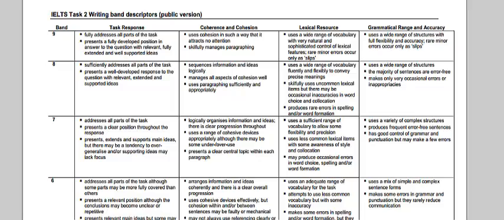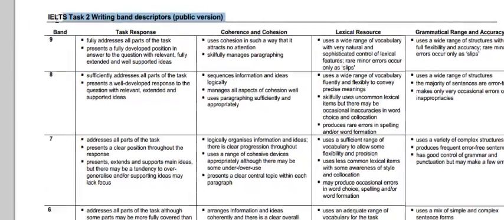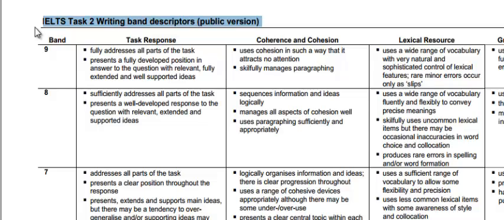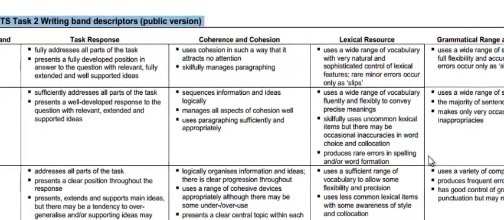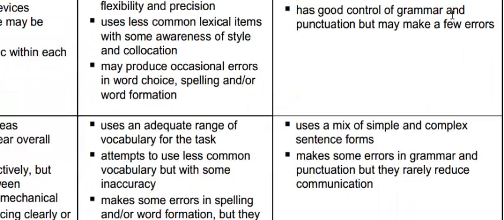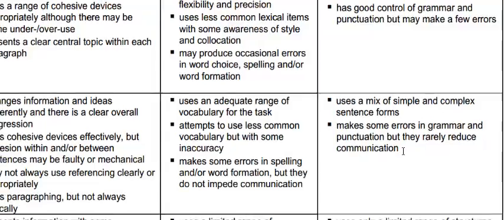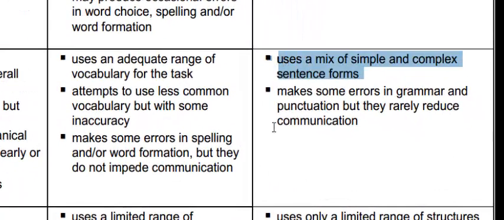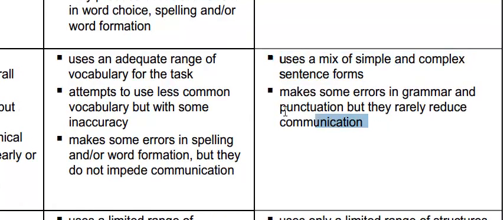So let's take a look at the IELTS writing descriptors. You can see here IELTS Task 2 Writing Band descriptors. I'm looking at the public version, and I've just downloaded these from the internet, which you can do by typing in those keywords into your browser. So looking at the band score 6 descriptor, you can see that there are two elements. Firstly, uses a mix of simple and complex sentence forms, and secondly, makes some errors in grammar and punctuation, but they rarely reduce communication.